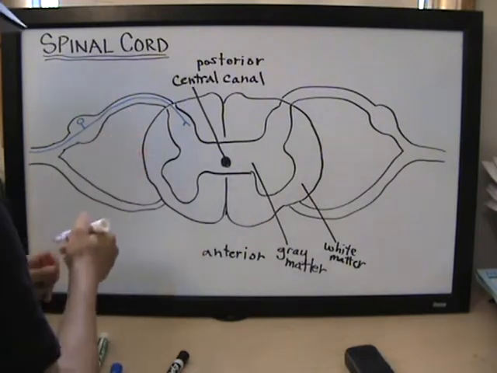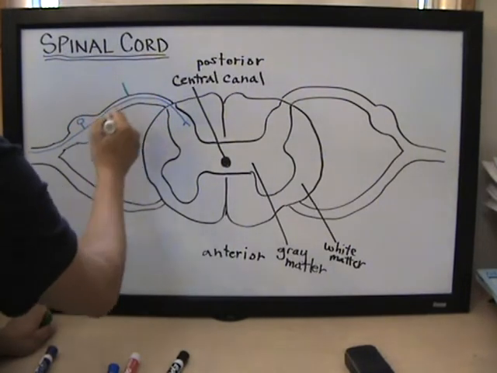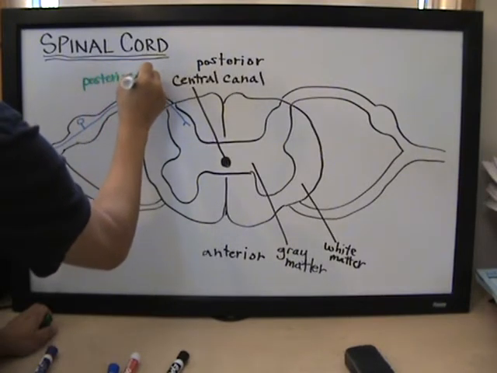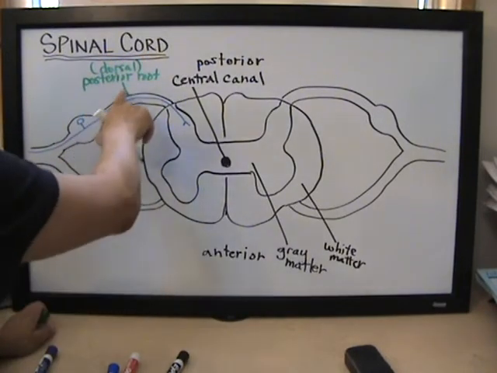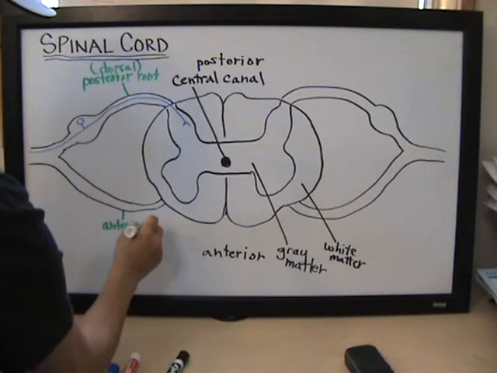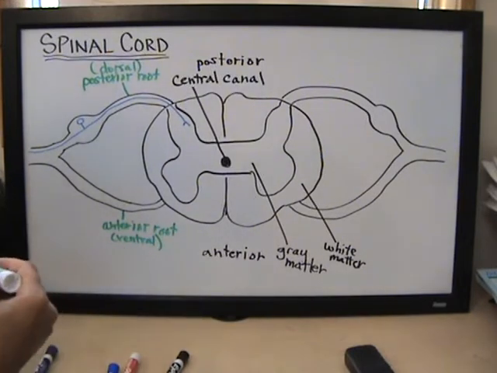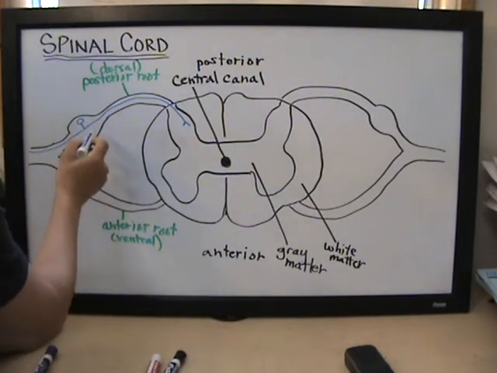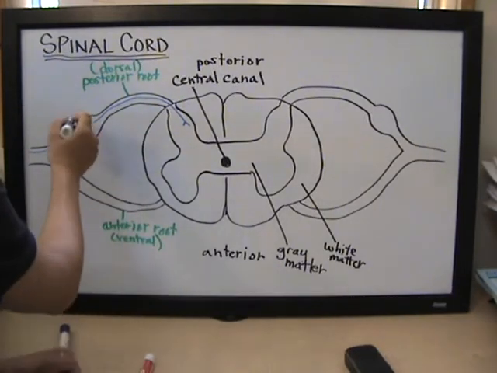Now, this area here that brings information in is called the posterior root, sometimes called the dorsal root because it's along the back. So this is the posterior root. This here is the anterior root, sometimes called the ventral root. The sensory neuron brings information through the dorsal root. And here, see how it's a little swollen? It's larger there. This structure here is called the posterior root ganglion.